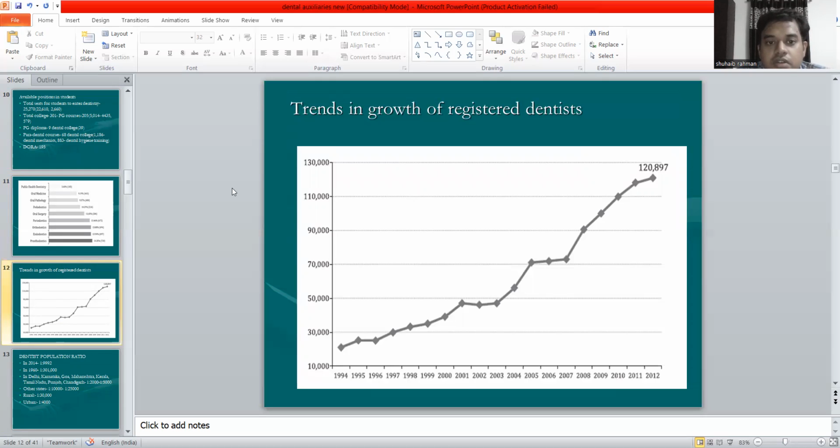So, trends in growth of registered dentists. Here also after 2000, you can see 2002, the course is starting, which means another 5 years they're going to pass out. So in 2007 onwards, you can see a drastic increase, almost again doubling the number of registered dentists. It's proportional to the dental colleges starting.